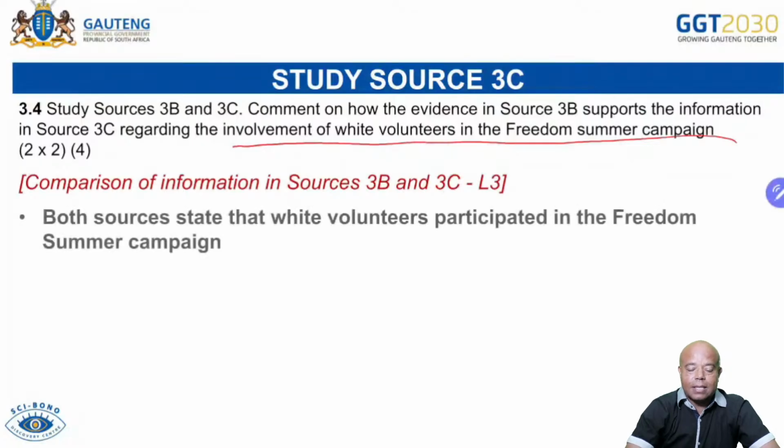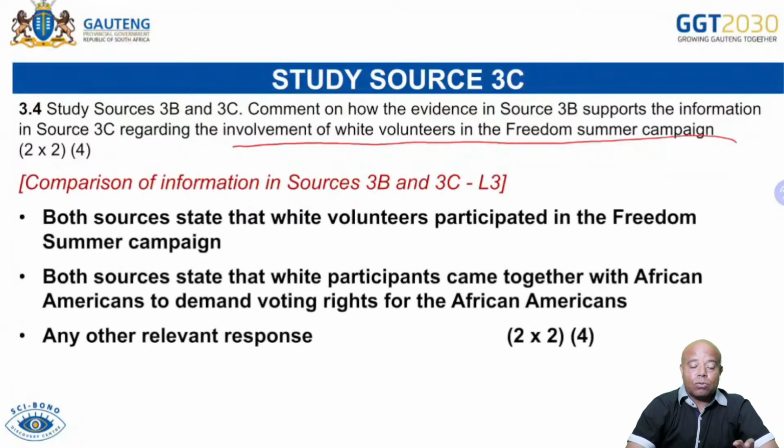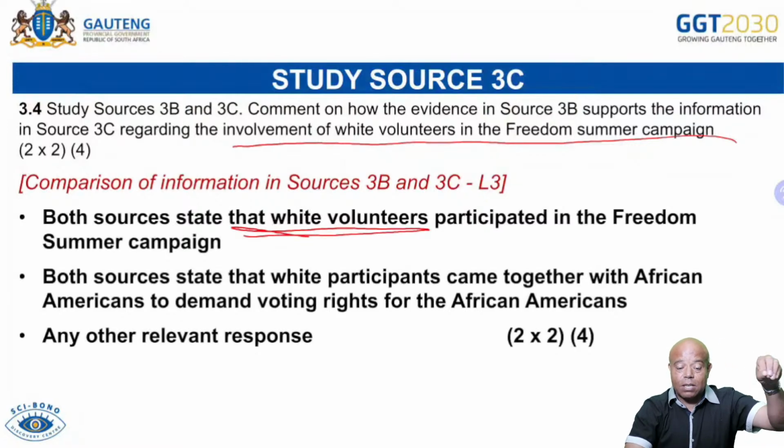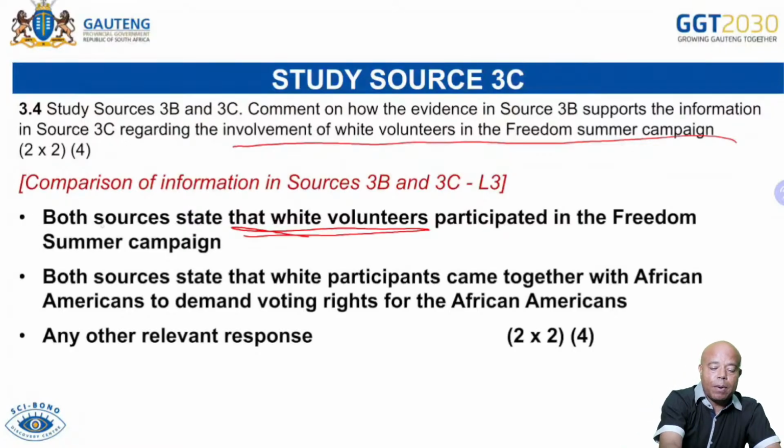Let's go to the answers. Remember, it's a level 3 question. Both sources state that white volunteers participated in the Freedom Summer campaign. Learners, you see the words white volunteers. In B, it actually mentions that white volunteers were involved. But in C, the visual source, we see how the white people are standing in front and they were part of this protest. And this is why we can use the words both sources, basically, because it's the same thing.